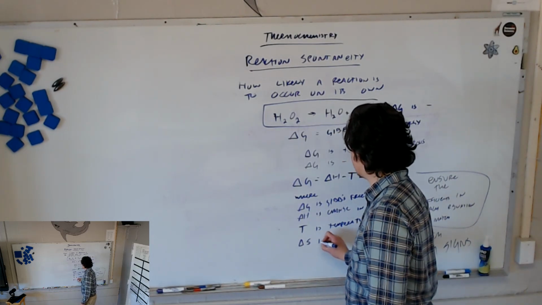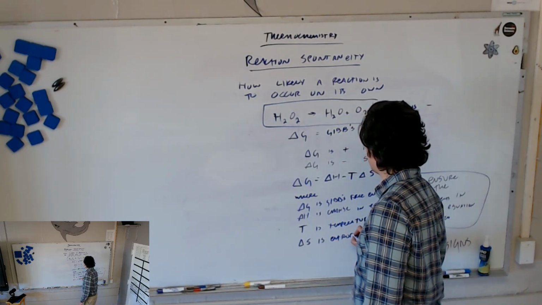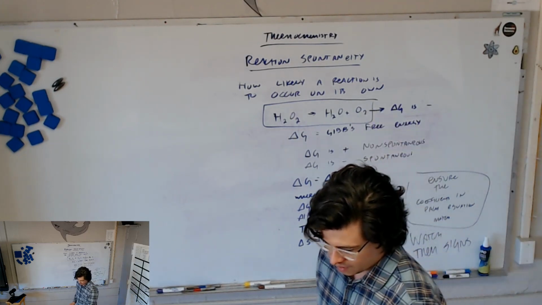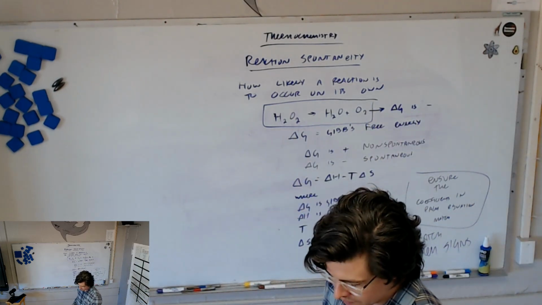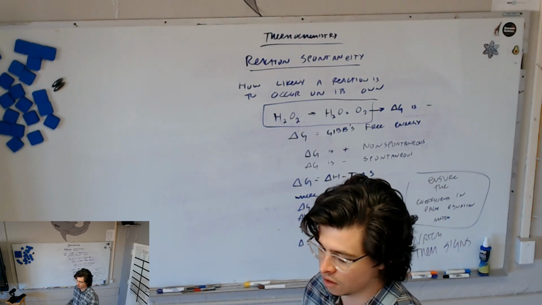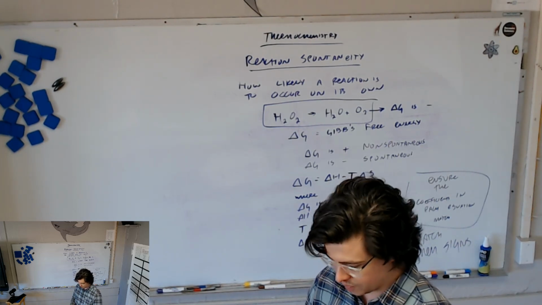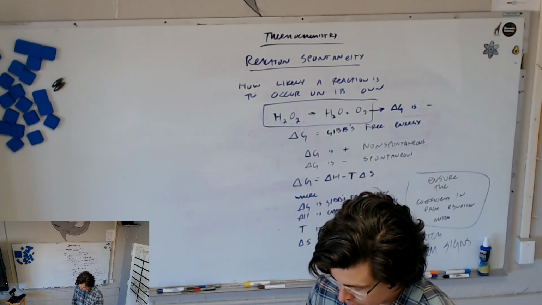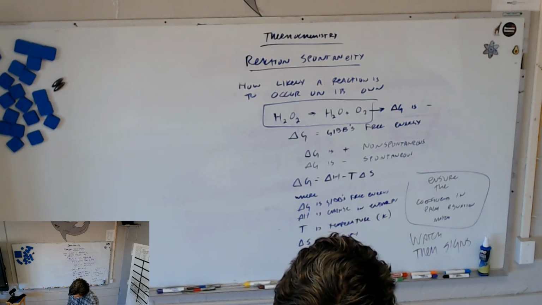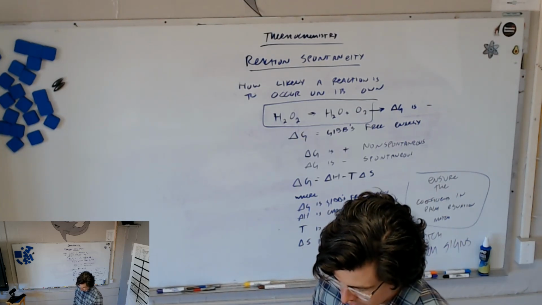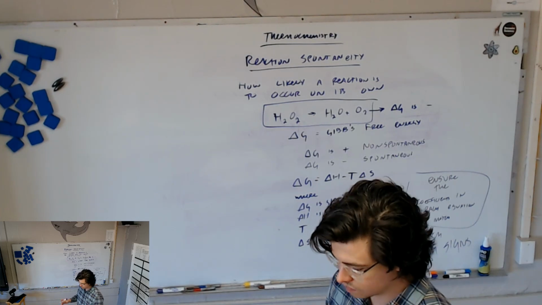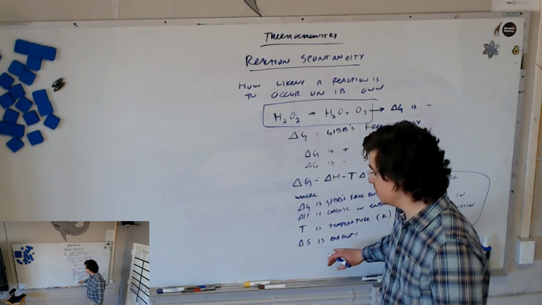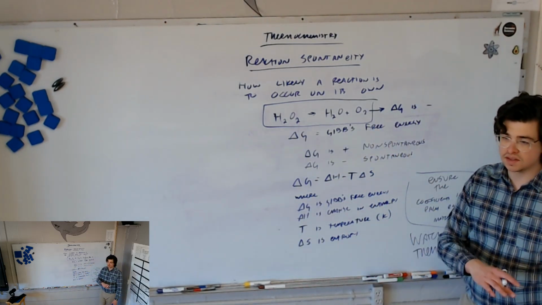And delta S is what we call entropy. I'm going to give you the thermodynamic definition. You've probably heard of entropy described as a measurement of chaos or the opposite of energy. But your book defines entropy as a measure of the number of possible ways the energy can be distributed. Fair enough.